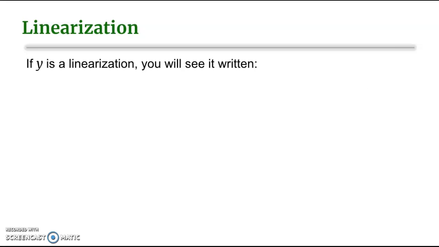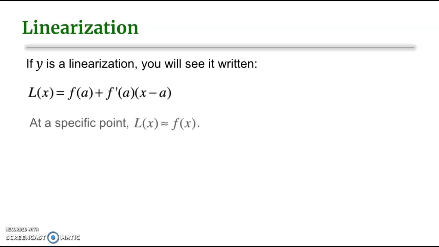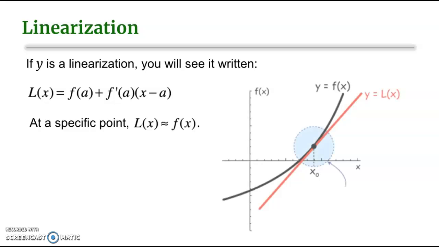If y is a linearization, you will see it written like this: L of x equals f of a plus f prime of a times x minus a. At a specific point, the linearized value for x is approximately equal to f of x. And you can see why this is true by looking at this picture.